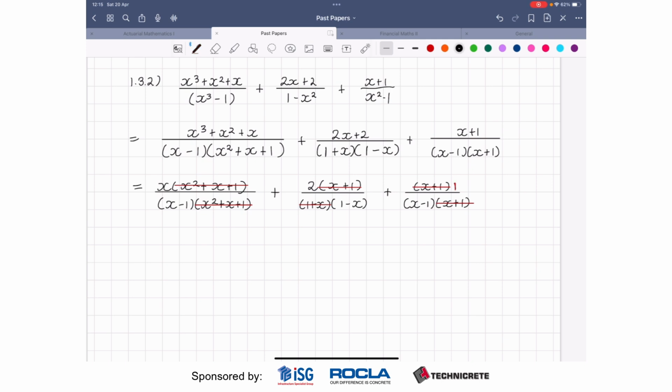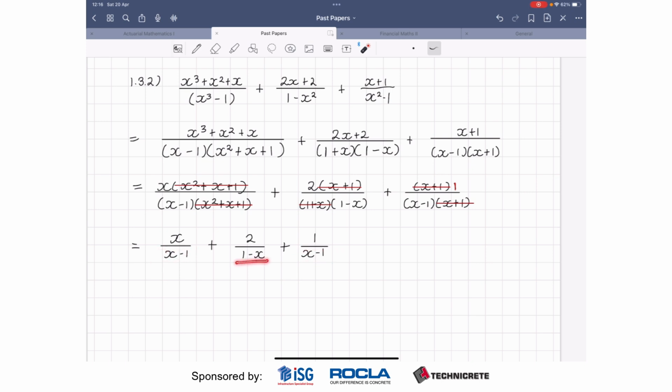Okay, so I'm going to rewrite these simplified. So for the first one, I just have x over x minus 1. For the next one, I just have 2 over 1 minus x. And for the last one, I just have 1 over x minus 1. So now I almost have my common denominator. These two are fine. It's x minus 1 and x minus 1.